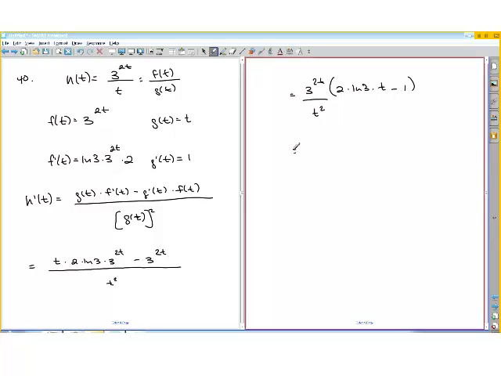Another option would be to do this: 2 natural log of 3 divided by t minus 1 over t squared. And so actually I like the first one better, so that's the one I'd use.